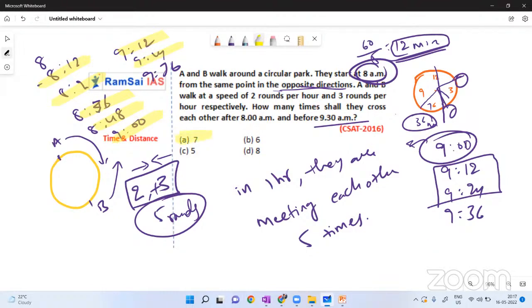Option A will be the answer. Hope it's clear. So few people, you know what they think, they are meeting 8 times, but it is wrong. They are starting from opposite directions at 8 a.m. and few people will consider 8 as well, but you should not consider 8, as they are not starting from the same point. They are starting from opposite points. Okay, so exact answer is 7. Option A is the answer.